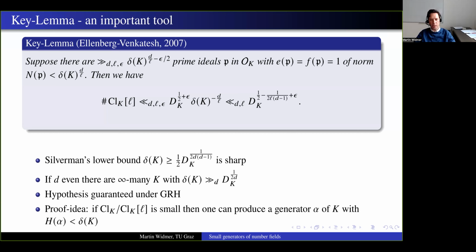Sometimes the delta invariant is just d_K^(1/2d), in which case you get a much better saving here, of course. But in general, that's not possible. I've already mentioned under GRH, the hypothesis is guaranteed, but in general, it's a real pain to prove that the hypothesis can be assumed. And the proof idea, very roughly, in order to prove an upper bound on this ℓ-torsion part, they consider the quotient, when quotienting out by the ℓ-torsion part.